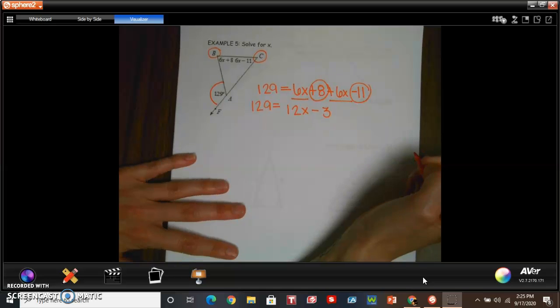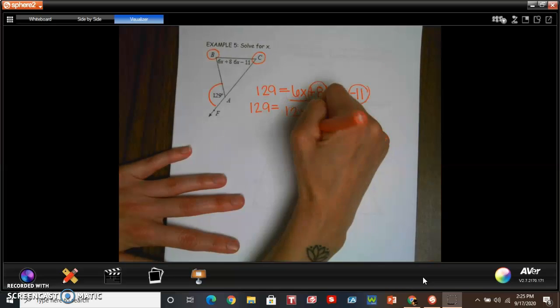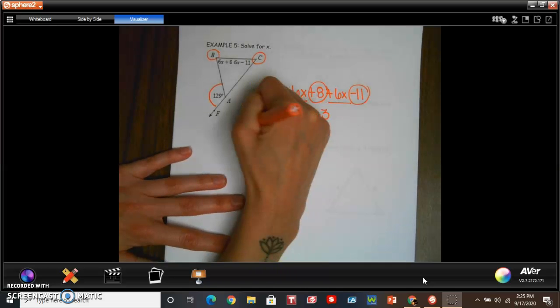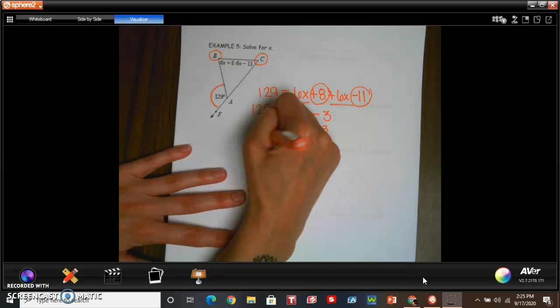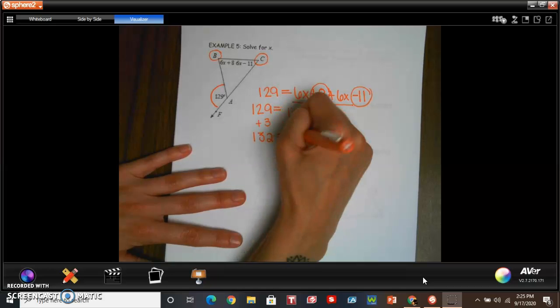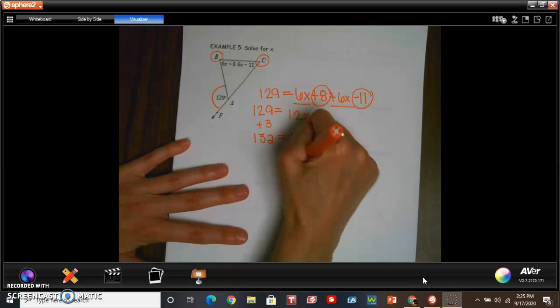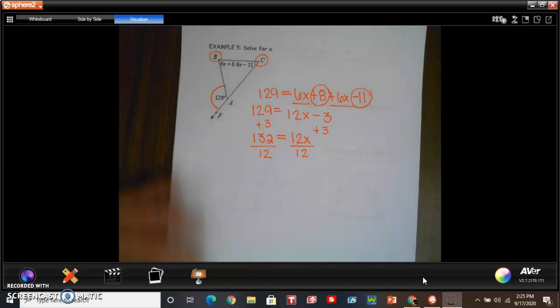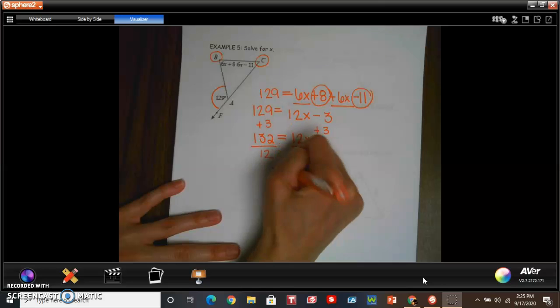Okay, now let's solve for x. First thing we need to do is get rid of that negative 3 because it's farthest away. And that gives us 132 equals 12x. Then we're going to divide by 12. That gives us an answer of x equals 11.